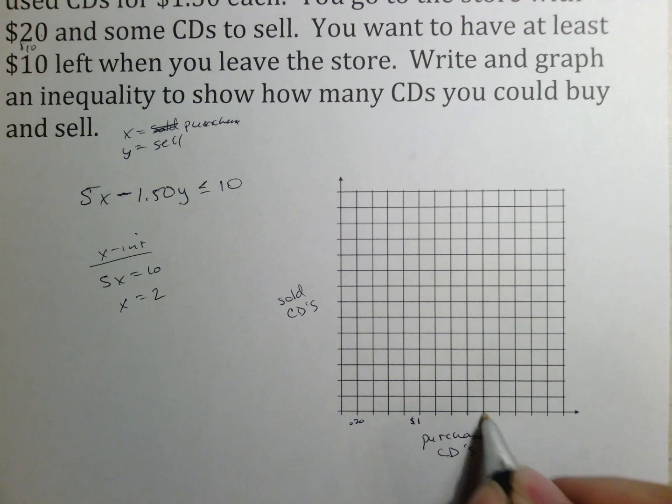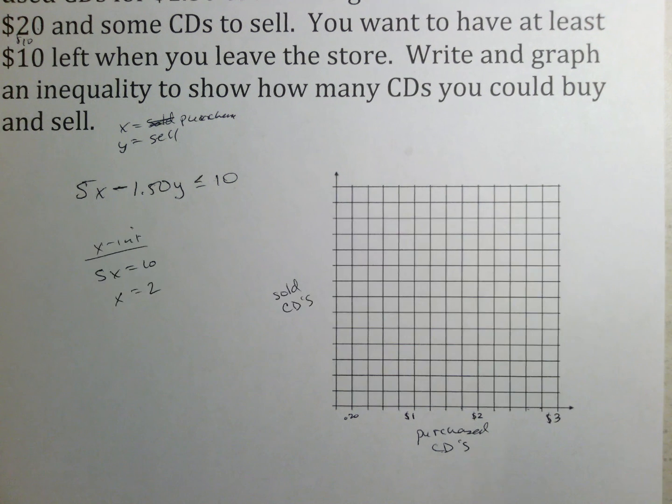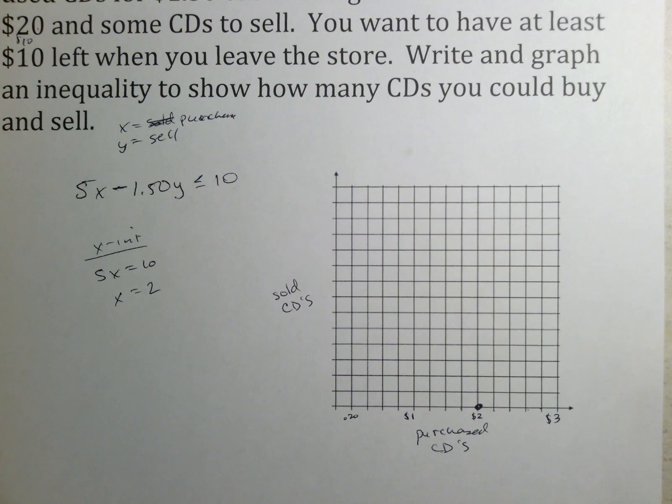20, 40, 60, 80. This would be $2. 20, 40, 60, 80. That would be $3 on that grid. So again, counting by 20 cents, that would give me what I need there. If x is equal to 2, that means that that's where that number goes. But here is the hard part.